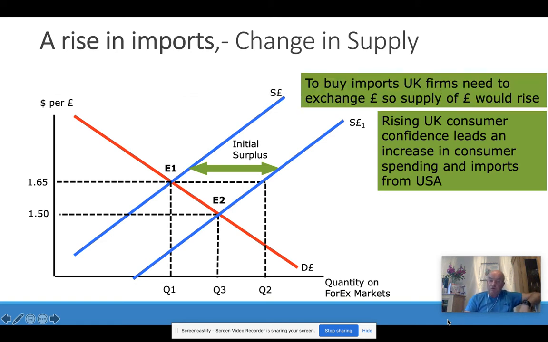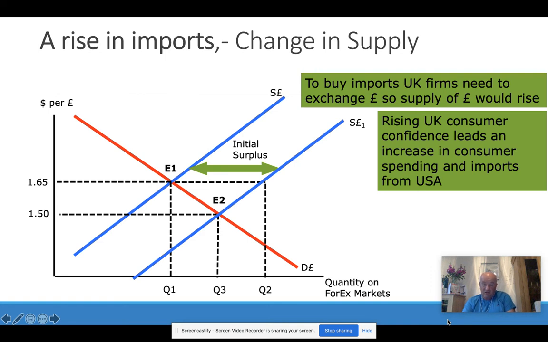In order to buy imports, UK firms need to exchange their pounds into, in this case, dollars. So the supply of pounds would rise. Essentially, we would be taking our pounds, selling them on the foreign exchange market to buy dollars, so effectively buying dollars with our pounds. That would increase the level of supply as a result. So the supply of pounds moves out to the right, and effectively there's an initial surplus.